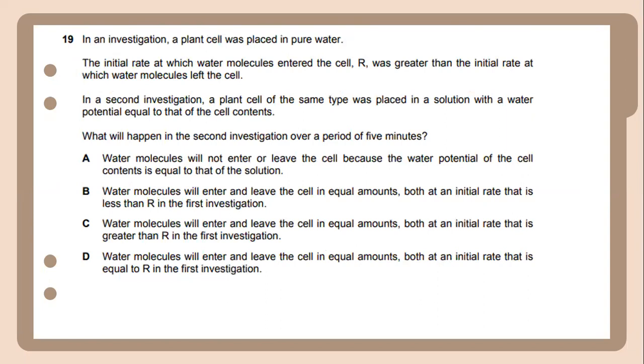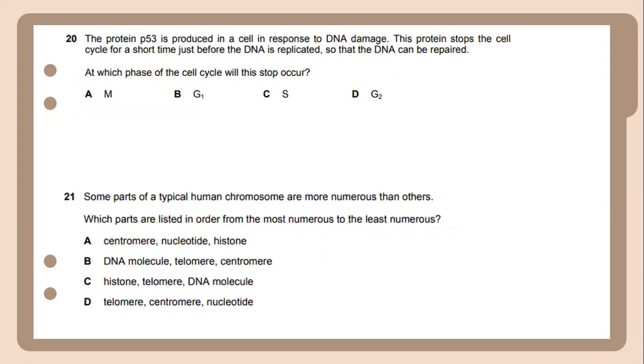Number 19, in an investigation, a plant cell was placed in pure water. The initial rate at which water molecules entered the cell, R, was greater than the initial rate at which water molecules left the cell. In a second investigation, a plant cell of the same type was placed in a solution with a water potential equal to that of the cell contents. What will happen in the second investigation over a period of 5 minutes? Water molecules will enter and leave the cell in equal amounts, both at an initial rate that is less than R in the first investigation.